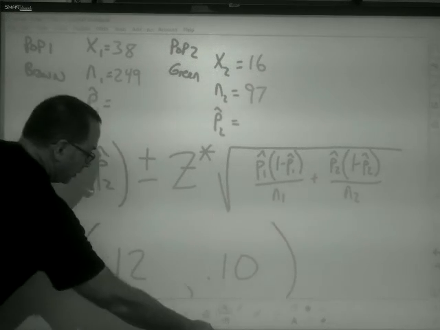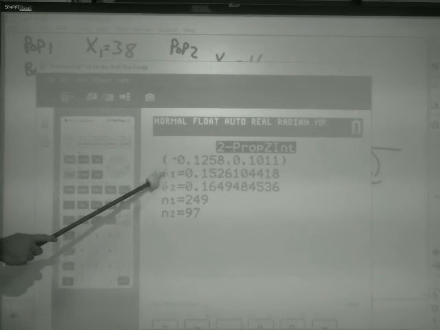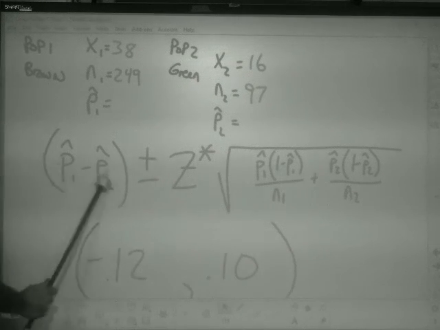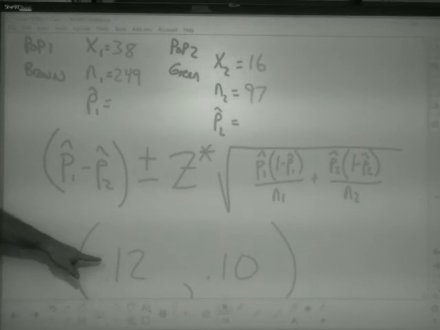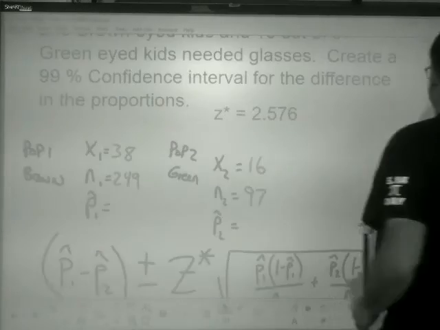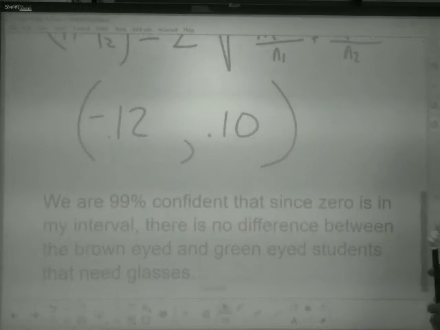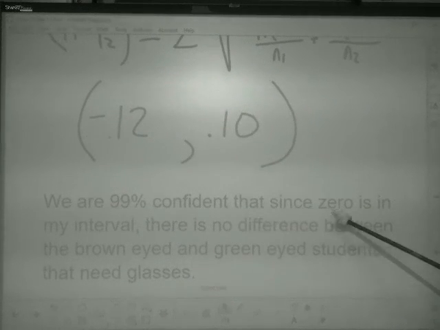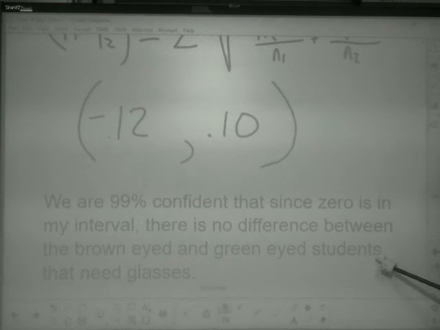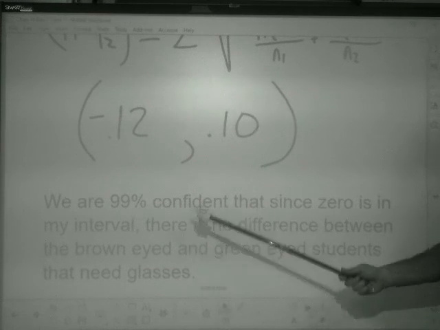By the way, the calculator output gives you your P1 hat and your P2 hat that you can then turn and put into your formula. But what does it tell us? We span negatives to positives. So if we're spanning negatives to positives, we would say we are 99% confident that since 0 is in my interval, there's no difference between brown-eyed and green-eyed students that need glasses.